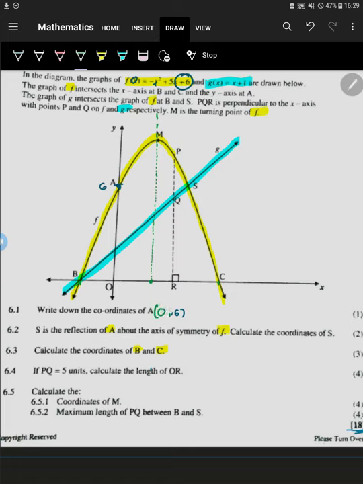So let's look at what they asked us to find. So S, now what is S? We don't know. Is there an S? Oh, there is an S. Look there. Cool. Maybe they're talking about that one. Is the reflection of A, this point here, about the axis of symmetry. Calculate the coordinates of S. That's not hard. What are they telling us? They're telling us, let's see this green line that I drew in there. Should have continued a little bit more.